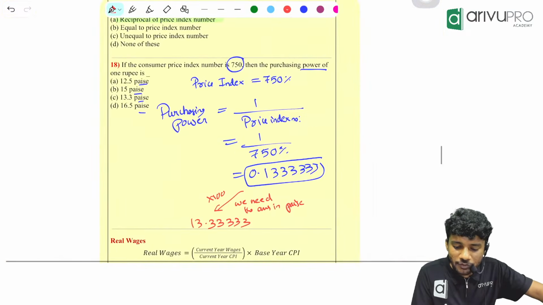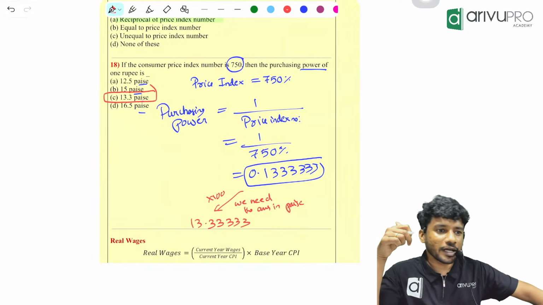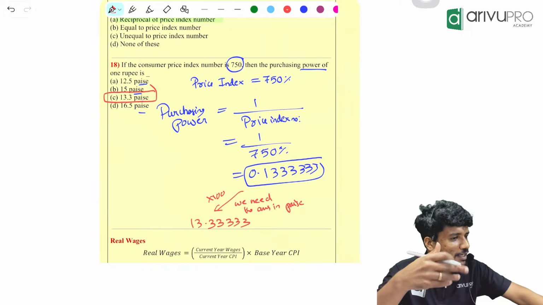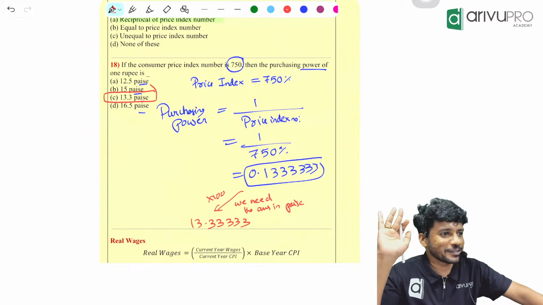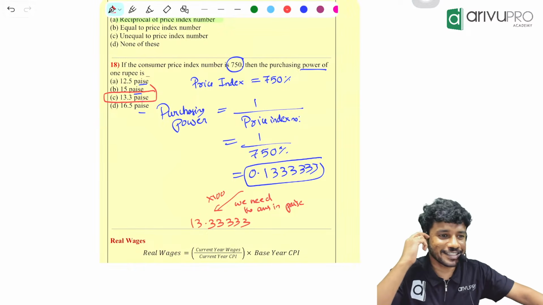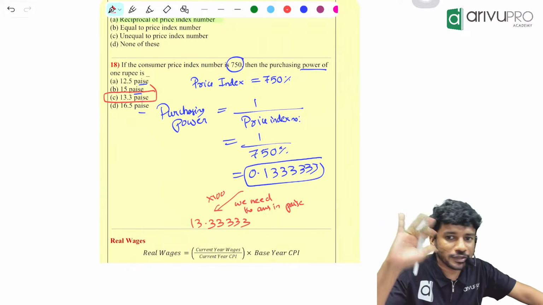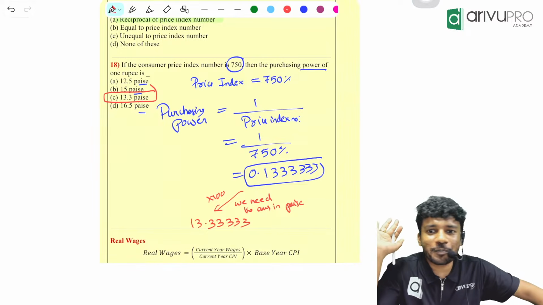13.33333. Which option is giving you the answer? Option C. Understood? Even if you haven't multiplied, you would have anyway put the answer to be 0.133, because that option is there directly. Everyone would have marked it. I know that, but still, this is how it comes to this particular value. Clear? So, what is purchasing power of money?